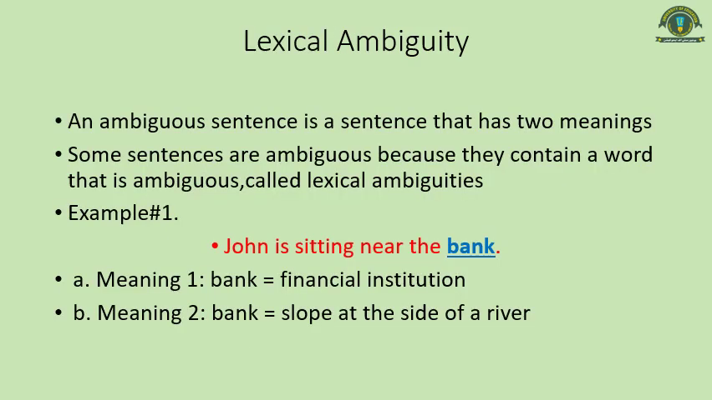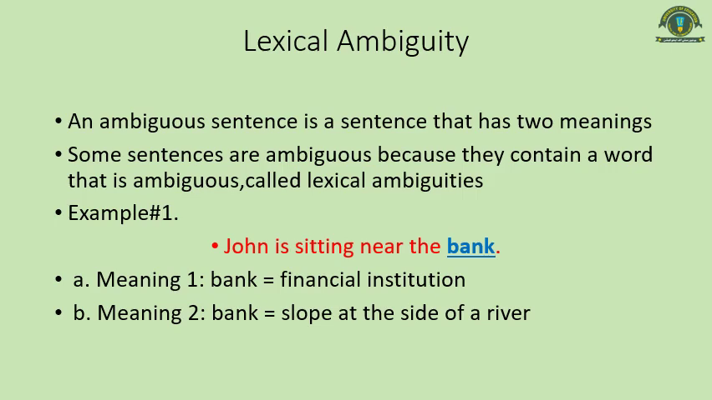Let's first discuss the lexical ambiguity. An ambiguous sentence is a sentence that has 2 meanings, and because of having 2 meanings, it is creating ambiguity in a sentence. Some sentences are ambiguous because they contain a word that is ambiguous, and that is causing ambiguity. Such cases are called lexical ambiguities. The lexicon is just the set of words in a language, you know that.